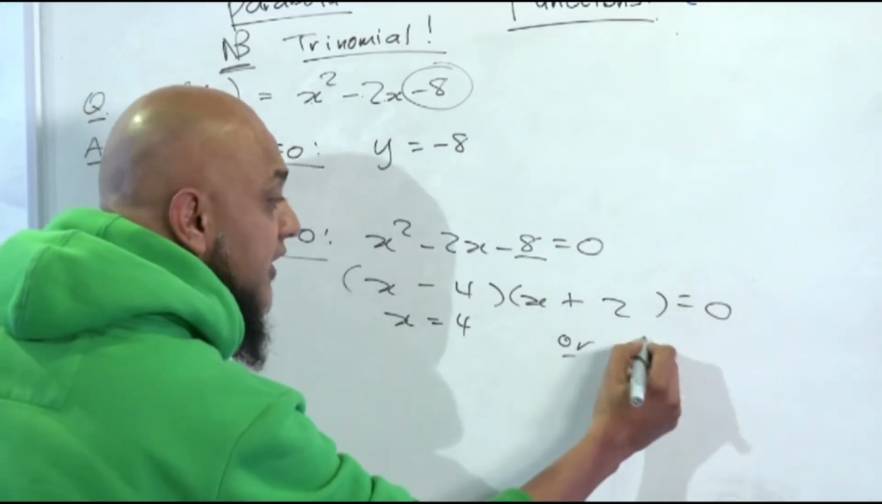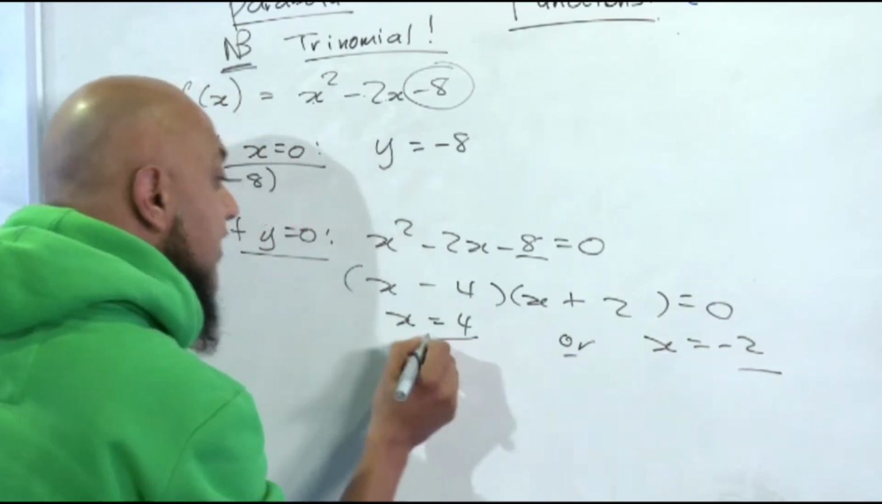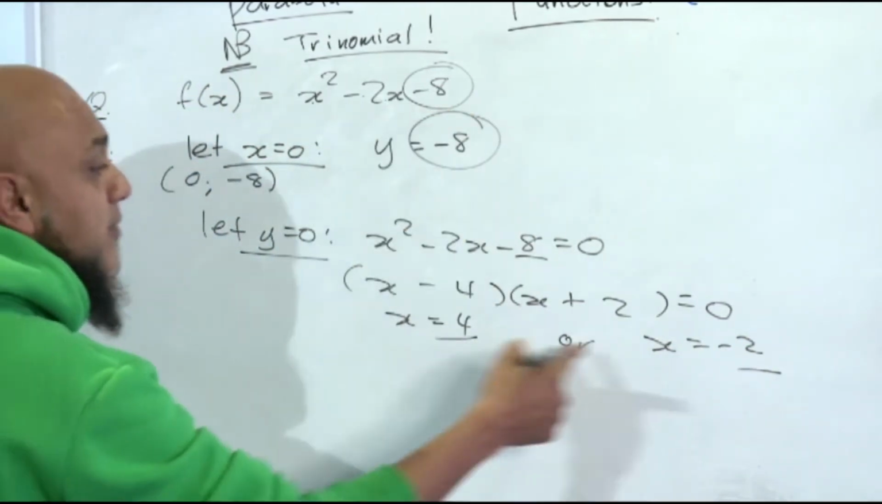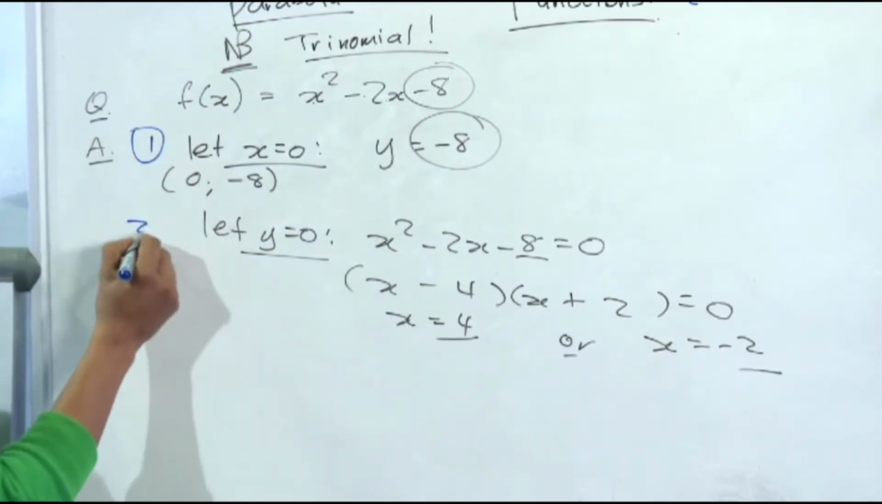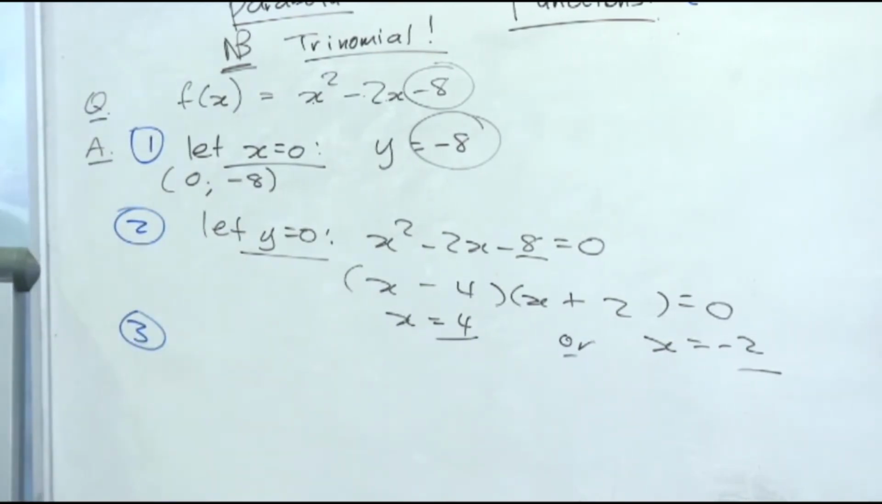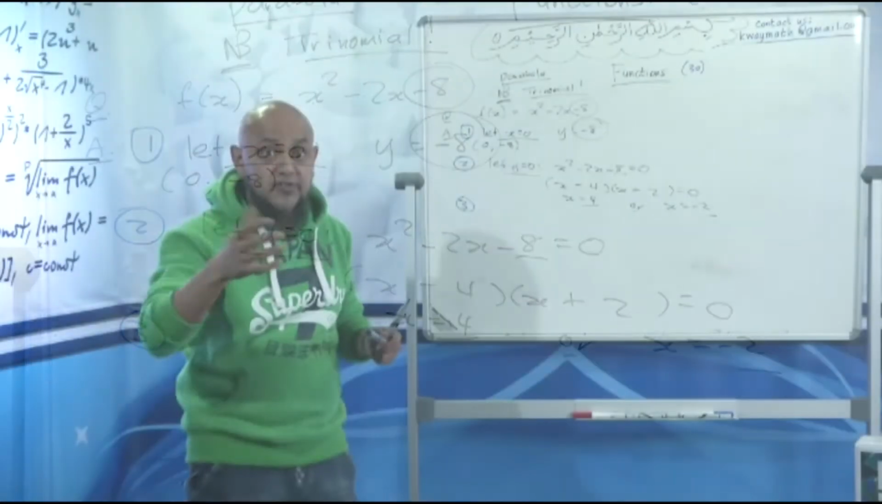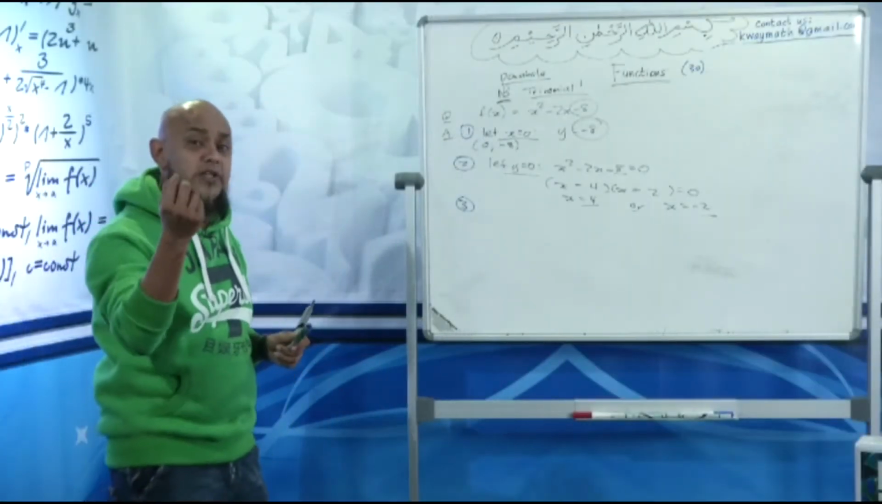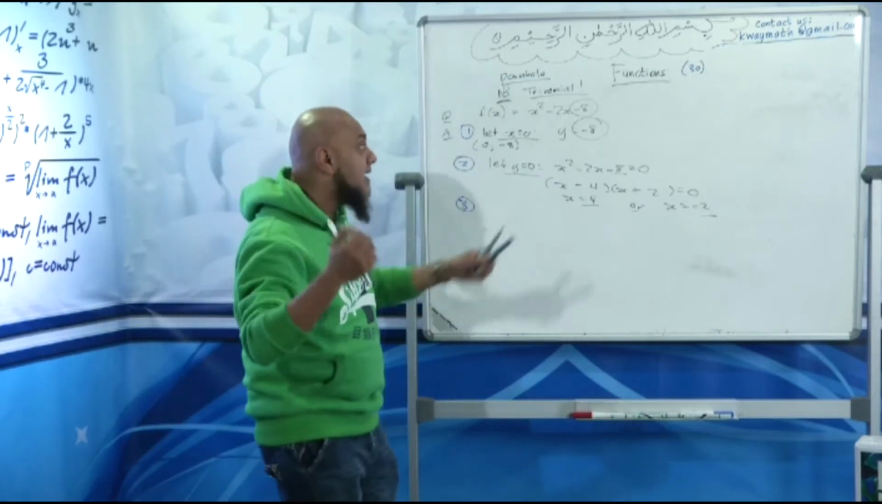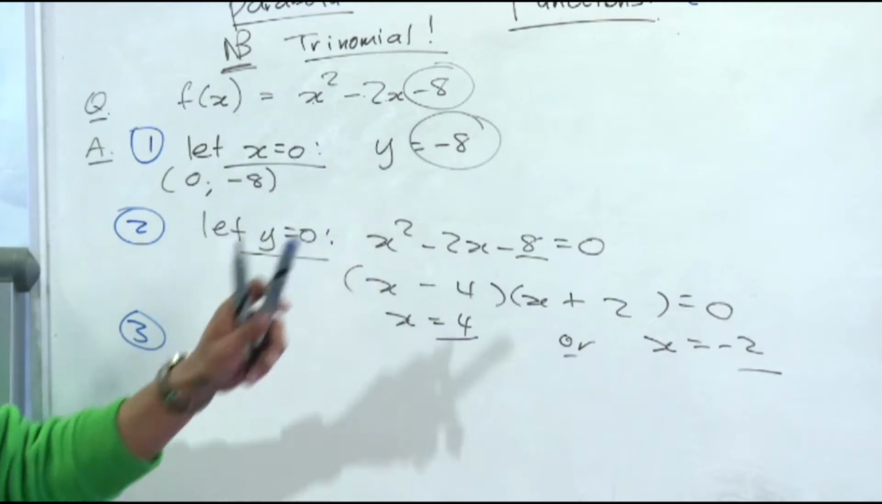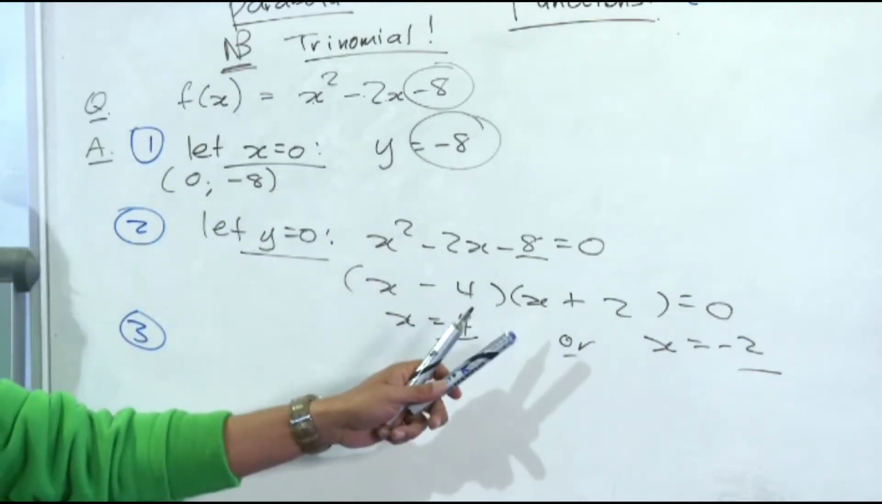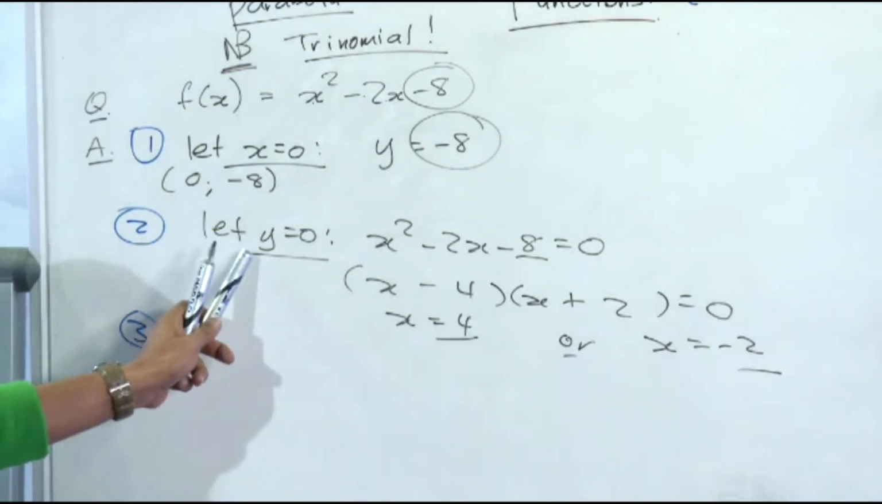Or x plus 2 equals 0, x is equal to minus 2. So what do I have here? I've got my y-intercept, I've got my two x-intercepts. So this is step number 1, that's step number 2, step number 3. It's only 3 steps before we sketch the graph. We need important vital information from the equations. What did I need? I needed my y-intercept. How did I get my y-intercept? Let x equal to 0. I needed my x-intercepts. How did I get my x-intercepts? Let y equal to 0.